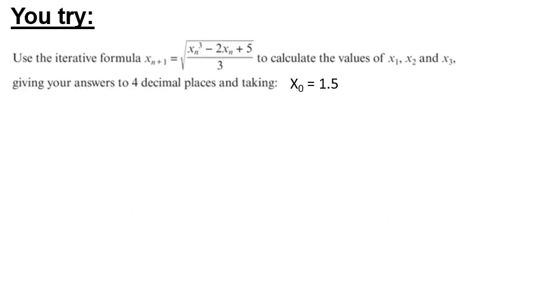Have a go at this question. You're given the iterative formula. So if you want to work out x_{n+1}, you need to know x_n. You need to do x_n cubed minus 2x_n add 5, over 3, and then square root. Using that formula, you need to calculate the values of x1, x2 and x3, giving your answer to 4 decimal places. And we're told that x0 is 1.5.